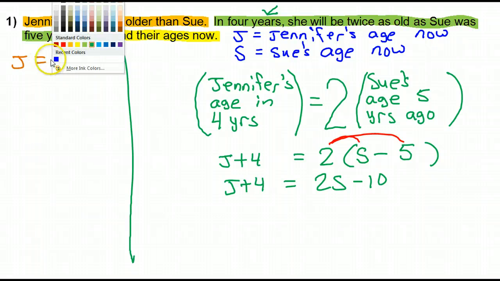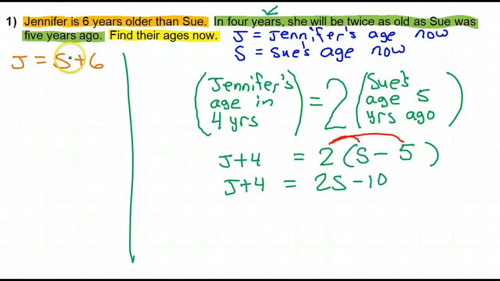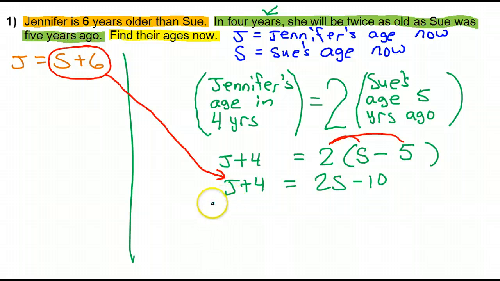Okay, so this is what we're going to do. Substitution would be a good method to use on this problem because we already have J by itself. So we can just substitute this stuff in for J right here. Okay, so that means we have S plus 6 and then the rest of it. So plus 4 is equal to 2S minus 10.